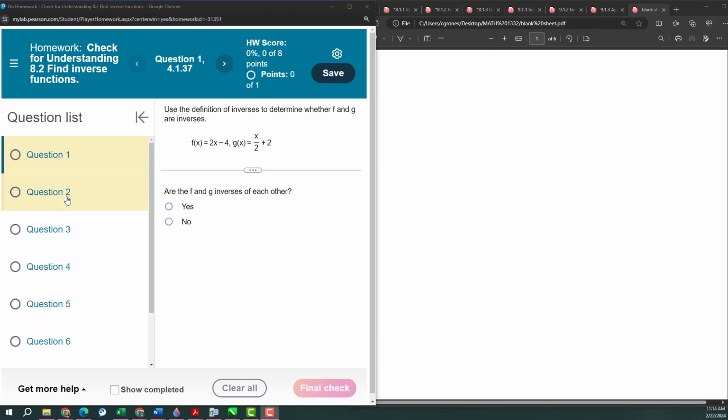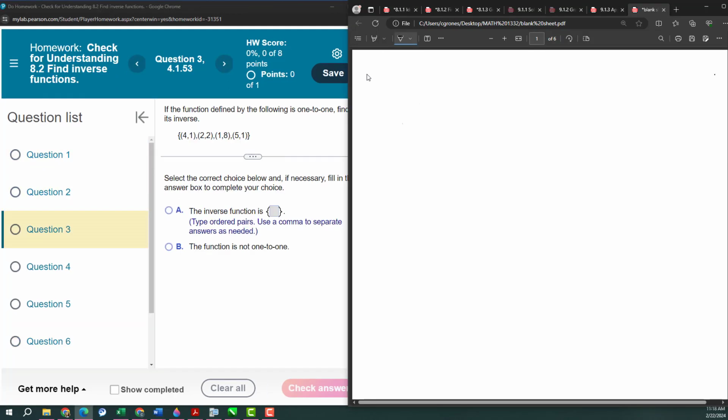For 8.2, I'm going to look at number 3. It says, if the function defined by the following is one-to-one, find its inverse. And so we are given 4 points. We have (4, 1), (2, 2), (1, 8), and (5, 1).